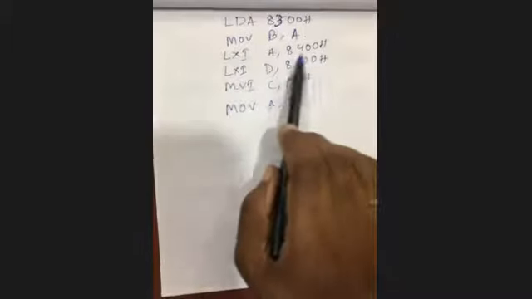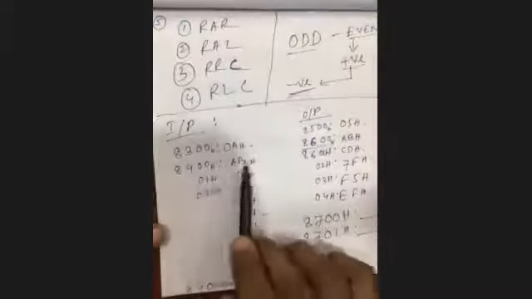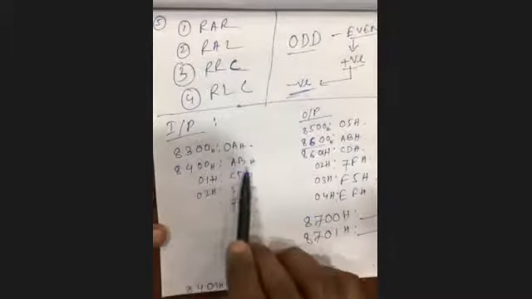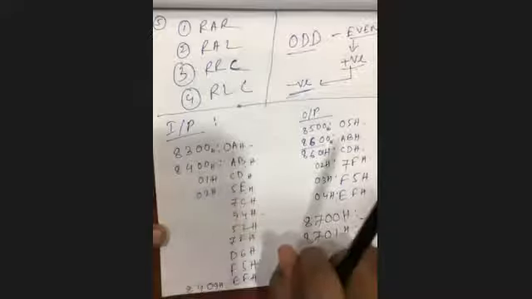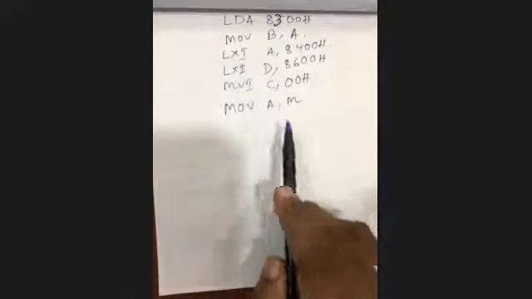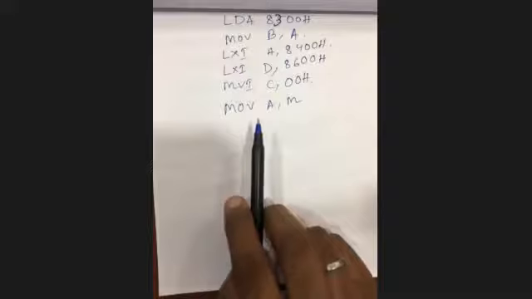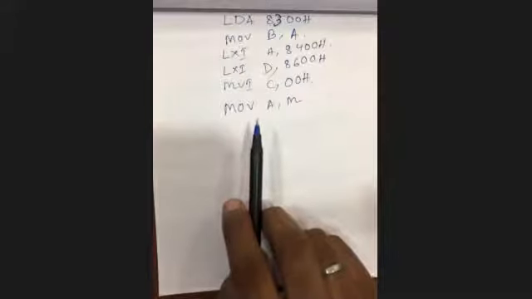Because LXI H, 8400. So now the content of M is nothing but AB. Yes, sir. So this AB will be coming into the accumulator. Then we will check whether this number is odd or even.